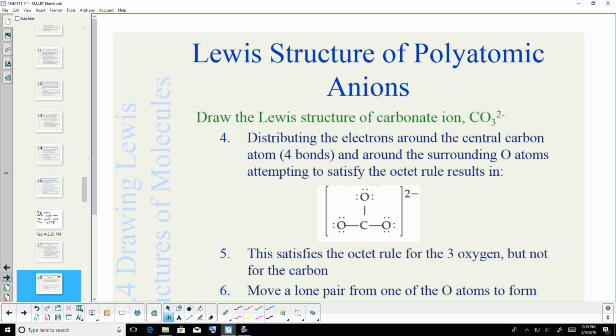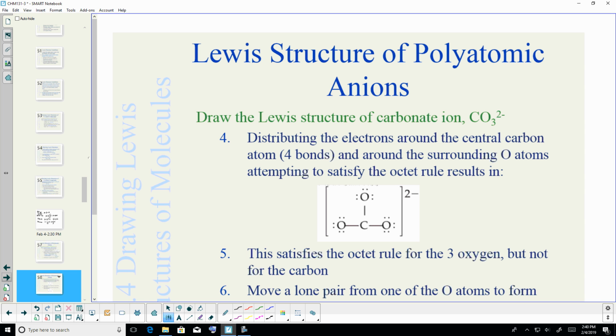Carbon has how many? 4. And we got times 1 carbon is 4. Oxygen we have what? 6 times 3 is 18. That adds up to 22. But I have these 2 over here, so I got to add another 2 for those, 24.